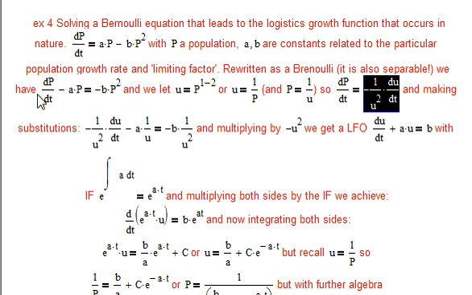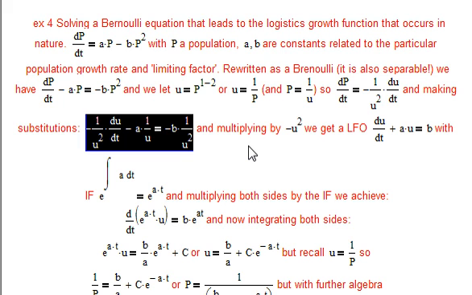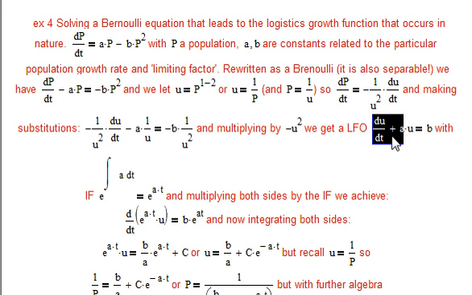So making the substitutions, for dp/dt we get negative 1 over u squared du/dt. For p, 1 over u. And for p squared, 1 over u squared. So here is our transformed equation. If we multiply both sides by negative u squared, we get this linear first order equation, du/dt plus au equals b, with integrating factor e to the integral of a dt, which is e to the at.